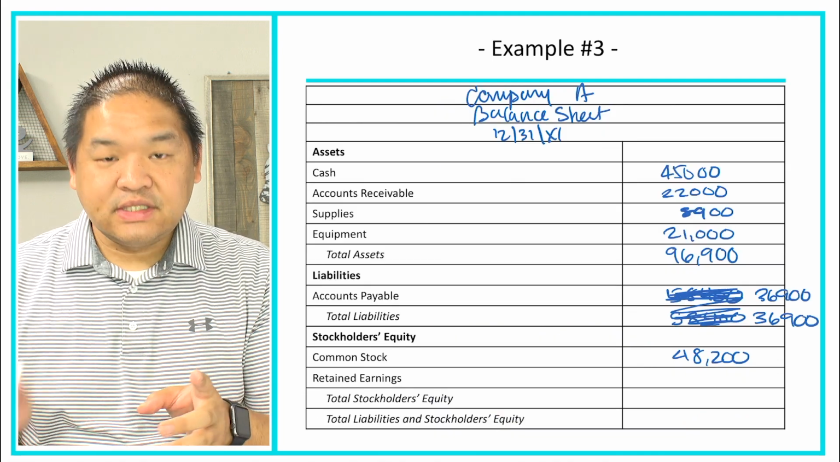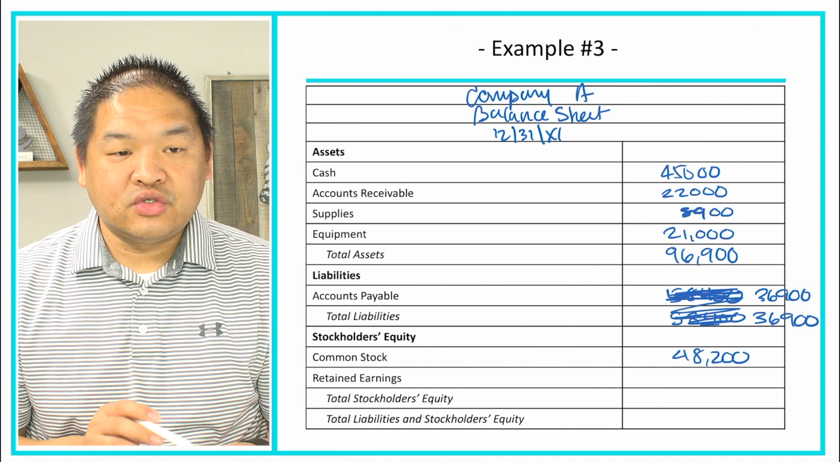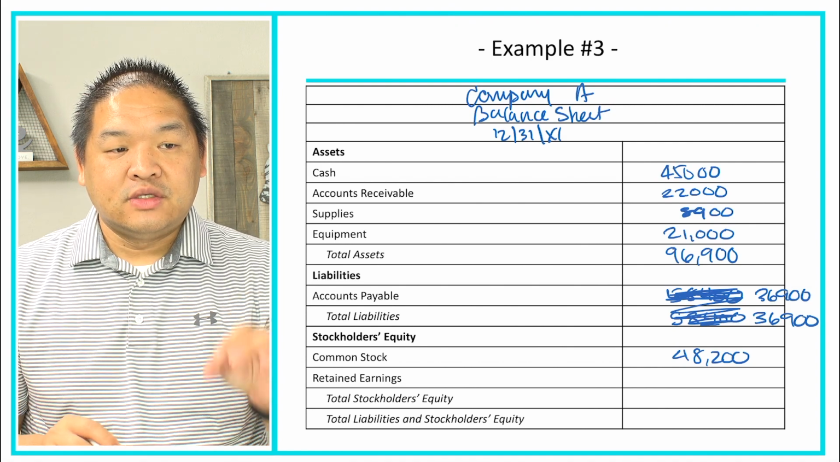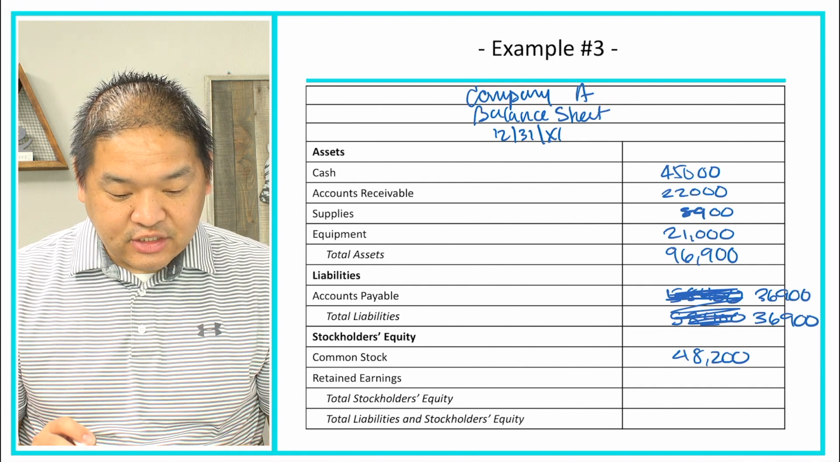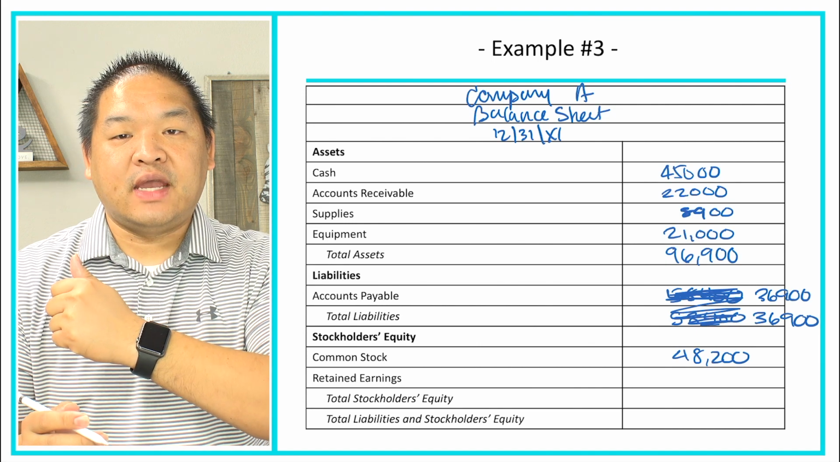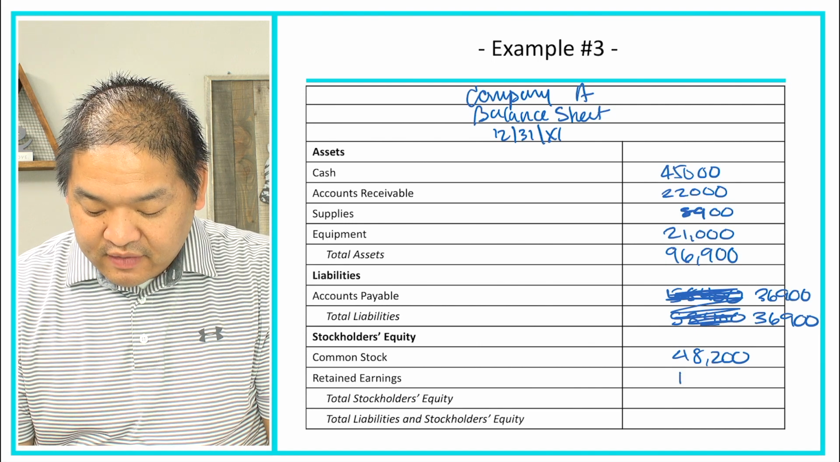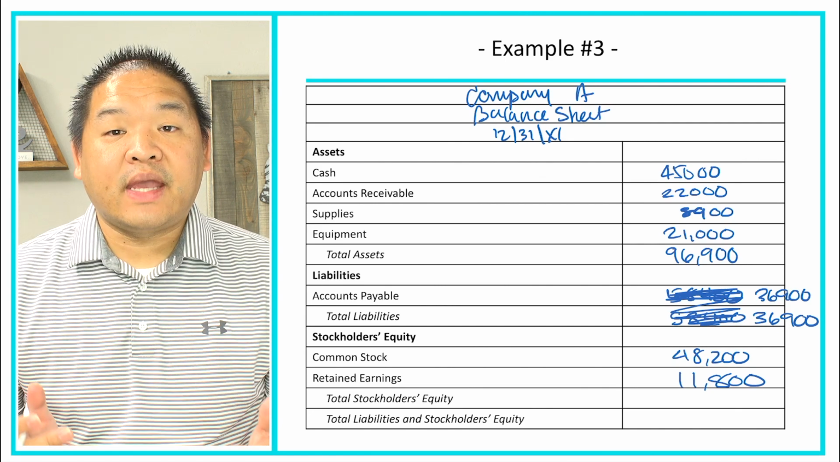Dividends, I don't see anything about dividends on my sheet here, so we're going to assume that no dividends were paid. So 0 plus 11,800 plus 0 is 11,800. So retained earnings is going to be $11,800. All right, so now we can add up our three numbers.